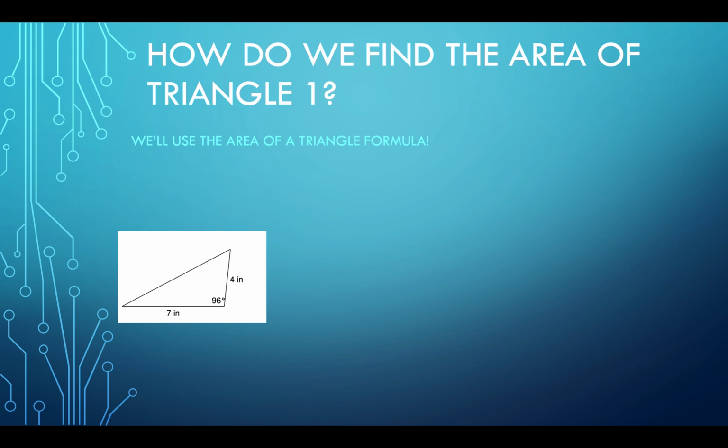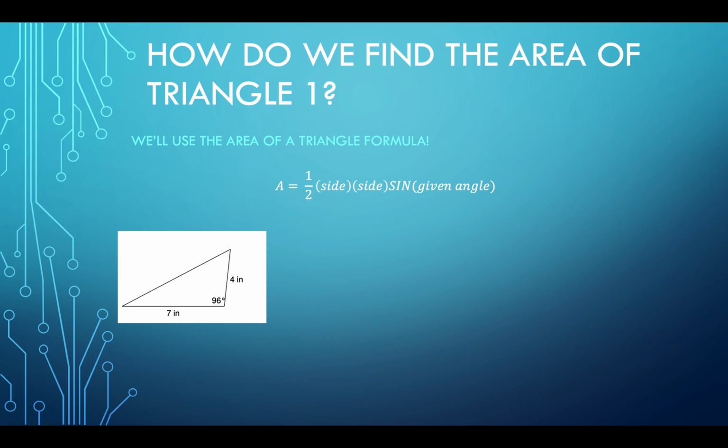Well, we can use the area of a triangle formula. The area of a triangle formula is as follows. Area is equal to 1/2 times the given side times the given side times the sine of the given angle. We went over this formula in class last week, but we're going to go over it again today.